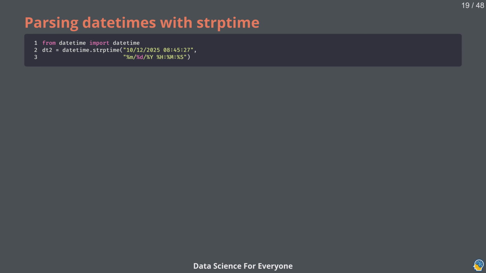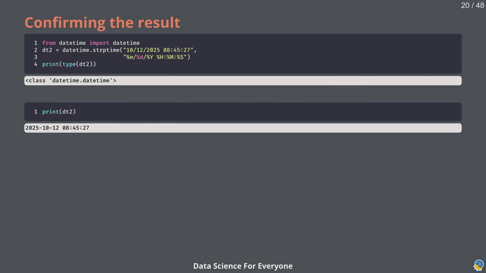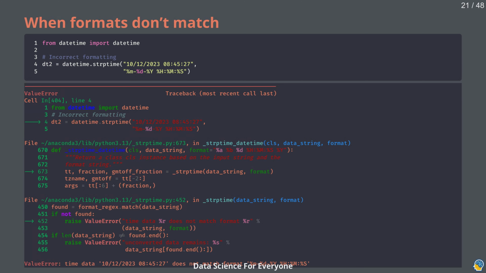Now we give Python the format it needs to understand the string. In this case, the format will be %m/%d and so on. This tells Python to expect a month, day, and year with slashes, followed by time separated by colons. If we check the type of the result, it's a datetime object. And if we print it, Python shows a datetime formatted version of the input text, proving that it was parsed correctly. The format must exactly match the string. Here we have incorrectly formatted the date by replacing the slashes with dashes. As you can see, there was an error while parsing the datetime.